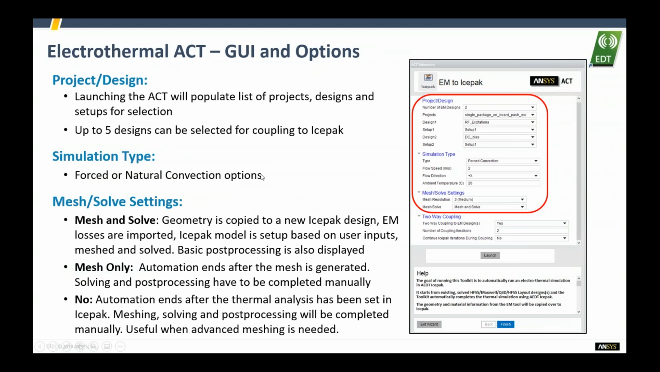So a quick overview of the entire ACT GUI and the options that we may have. Project designs, we launched ACT. Launching the ACT will populate a list of projects, designs, and setups for selection. Up to 5 designs can be selected for coupling to iSpec. So you can run up to 5 designs simultaneously using this ACT.